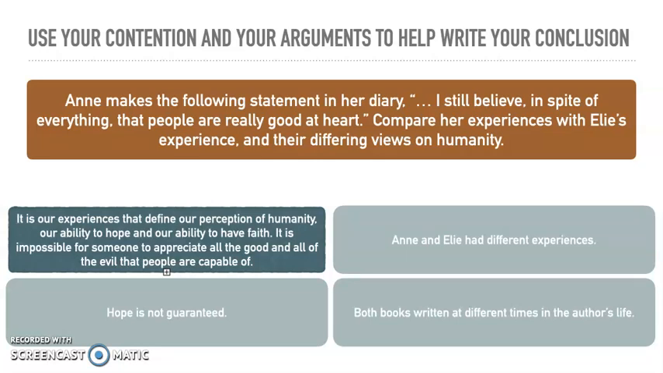So first sentence, Anne and Ellie had different experiences. That's what I can really boil my first argument down to. They have different experiences, therefore their books are different. The second point, my second argument, hope is not guaranteed. So that's an argument that I've boiled down to the very simple basics of the point that I'm trying to make. And my third argument, both books were written at different times in the author's life. So those are the points that I'm making, very, very simplified, of course.